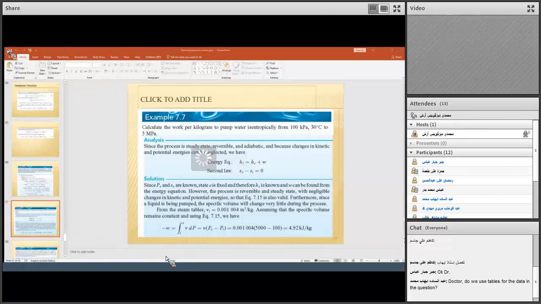Yes, Abdul Sadat, you should use the table. But why can't I show the table to you? Because it is basic thermodynamics. You should review thermodynamics yourself and we continue the lesson.